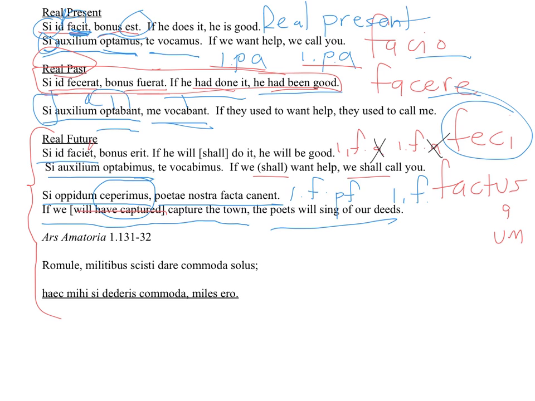Technically, the future perfect, though, is translated as, if we will have captured the town, the poets will sing our deeds. And here's an example from a real poet, Ovid, in real Latin, not kind of baby Latin like your textbook. It says, if you will have given to me these prizes, I will be a soldier. "Ero miles." This is the indicative future perfect, followed by ero, which is the indicative future.